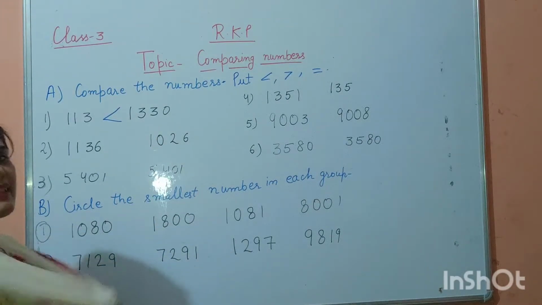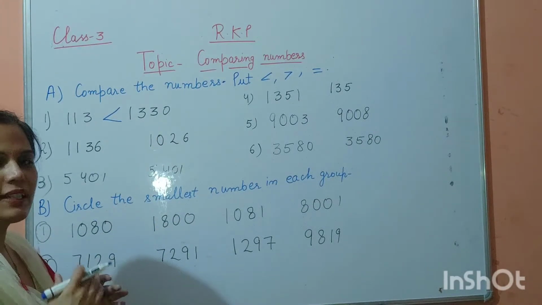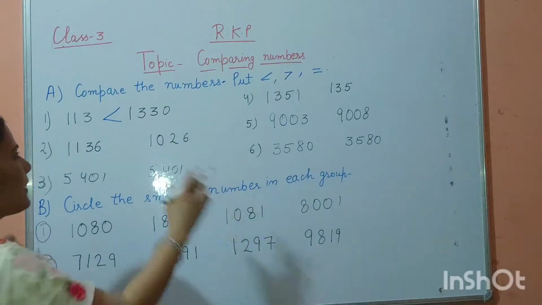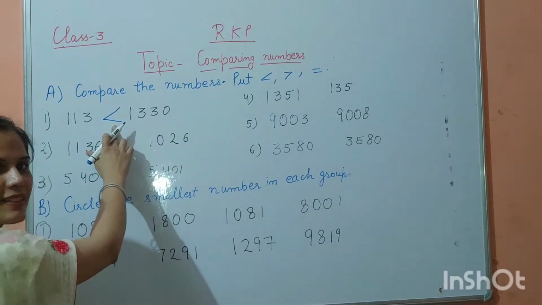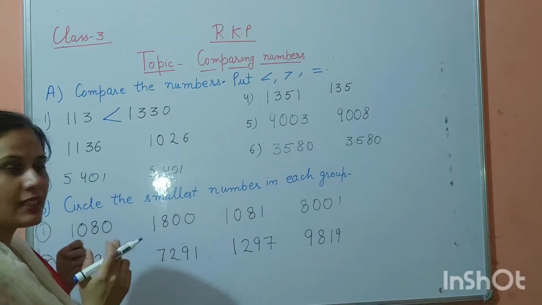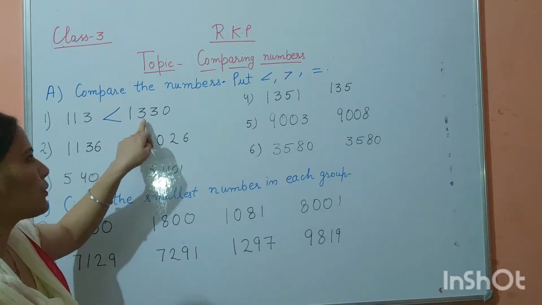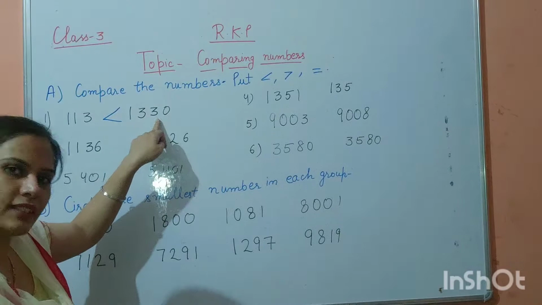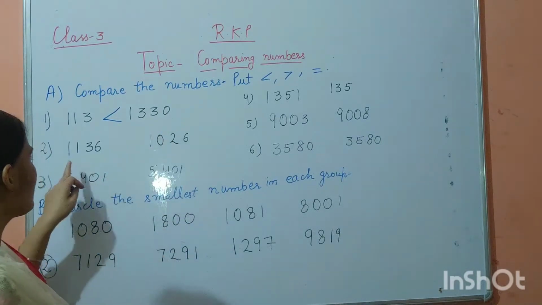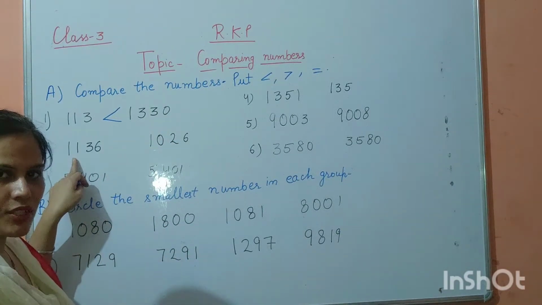Put a less than sign, because if the number is present to the right side, then we use this less than sign. Means what can we say? 113 is less than 1330. Okay. Now come to the second question.